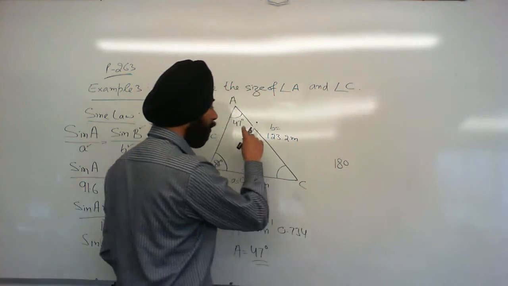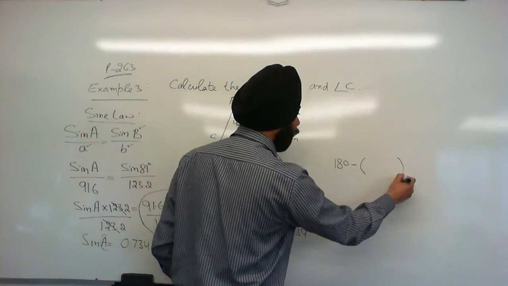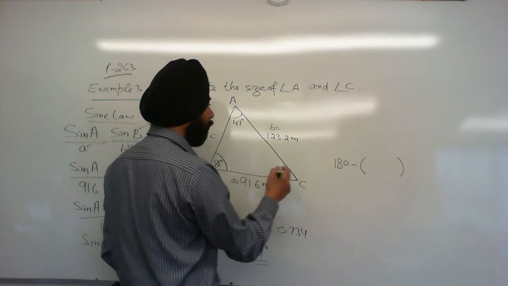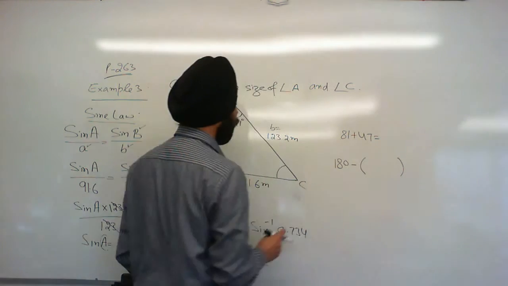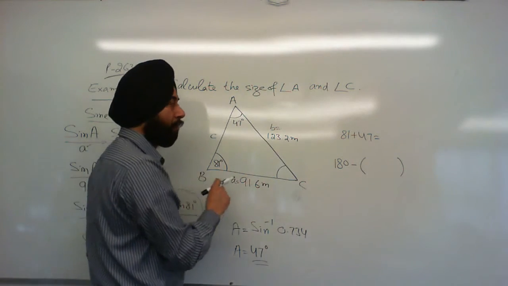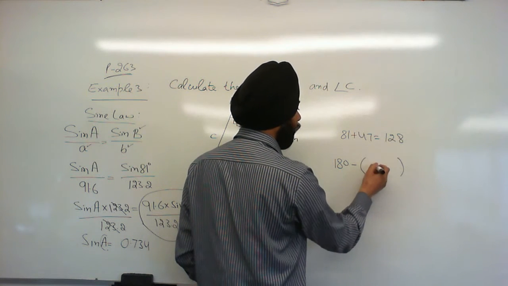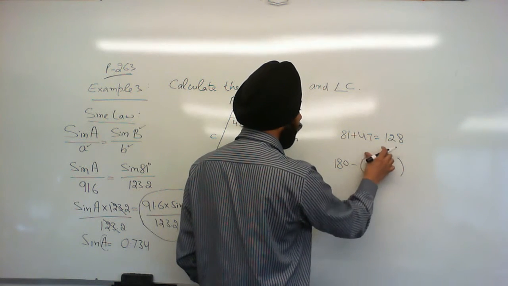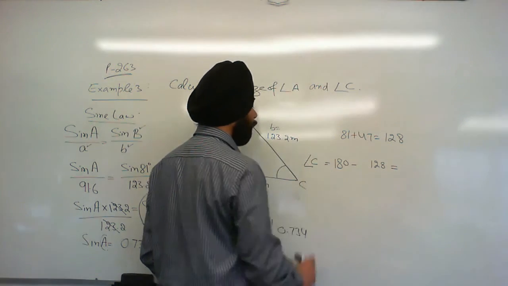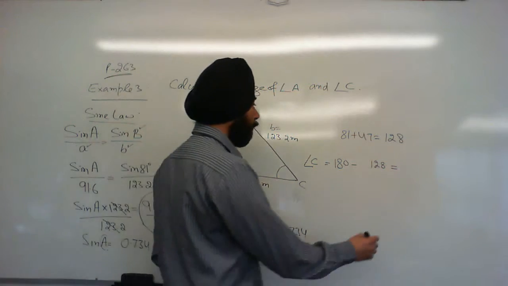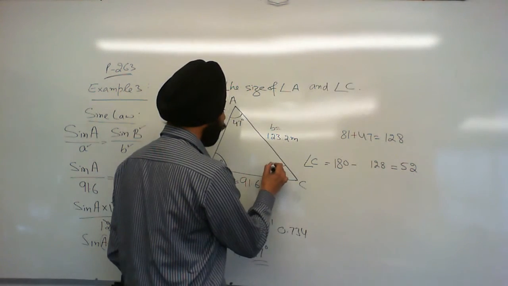180 is the sum of all three angles. You subtract from 180 the sum of these two angles, 81 and 47. So you first add them up, 81 and 47. This gives you 128, and then you subtract 128 from 180. That will be the angle C. 52. So this is 52 degrees.